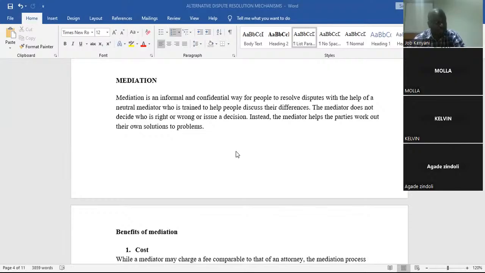An example we've used is the post-election violence in 2007. There was a famous mediator, the late Kofi Annan. He was able to create an environment for the parties under dispute to sit together and craft their own solutions. So the coalition agreement.